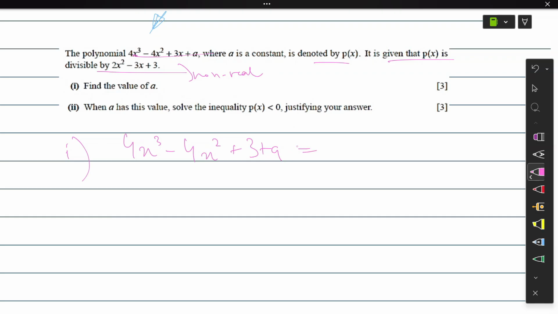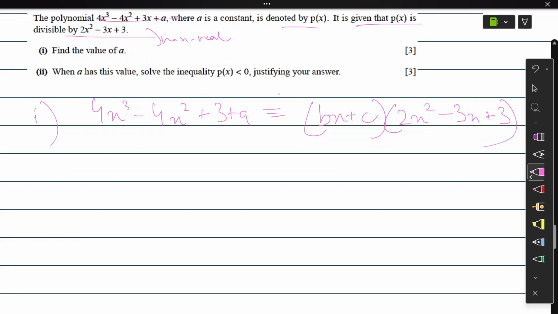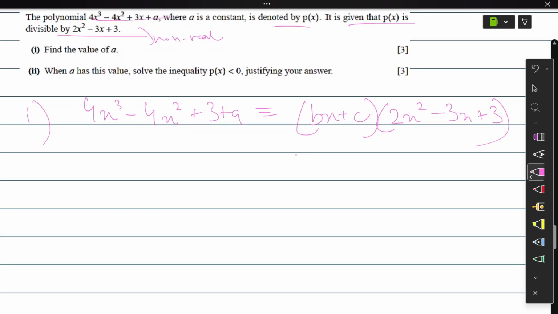This cubic polynomial is formed. A cubic polynomial is a combination of what? A linear factor, which is not given here. So let's just call that ax. Actually, not ax. Let's call that bx plus c, right? And a quadratic, which is given here. So 2x square minus 3x plus 3. There you go. So now we can do the comparison.